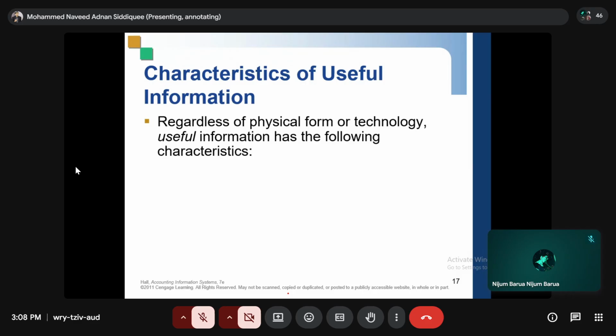And to do that, it will use different types of processing methods. The information which is being created, if it has to have value, there needs to be certain characteristics of the information.